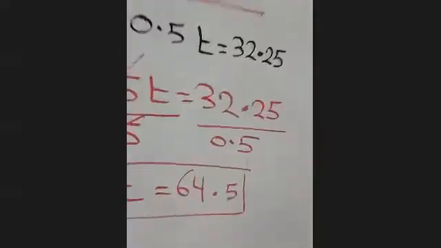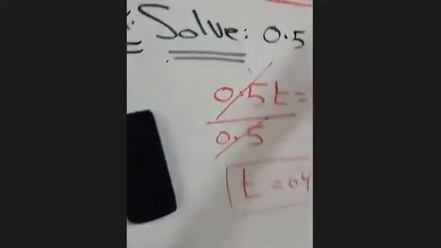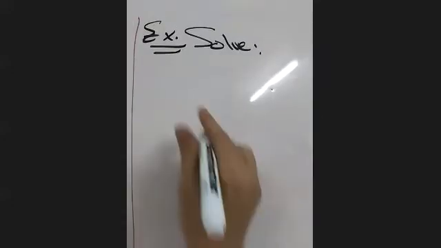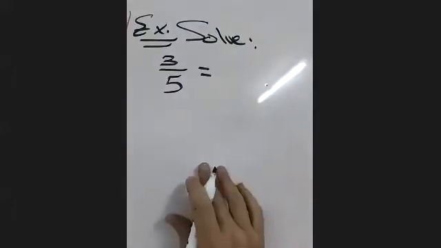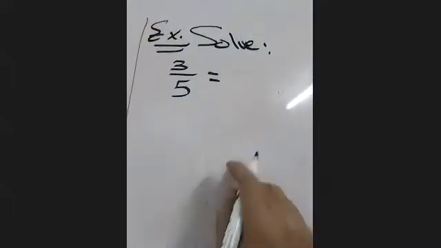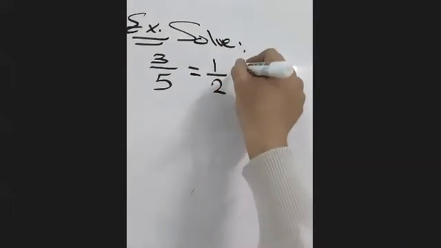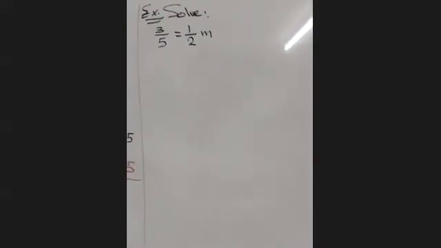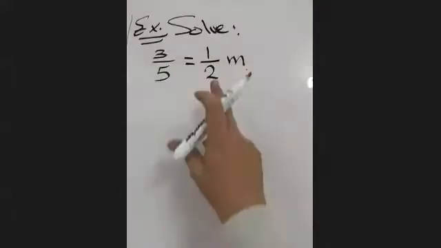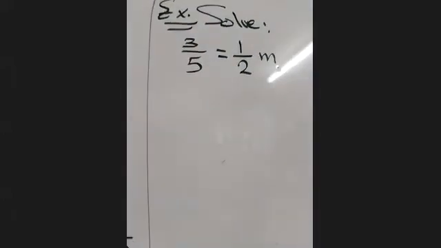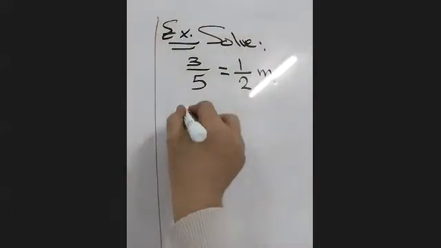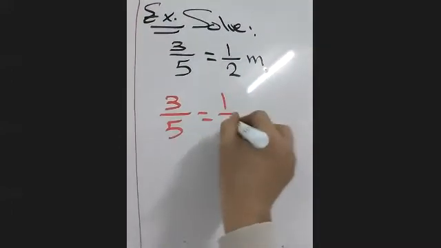I'll give you another example about fractions. Focus, guys, focus. Solve the following equation: 3 over 5 equals 1 over 2 m. Now, what do we have between 1 over 2 and m? We have nothing, which means it's multiplication. So I will rewrite the equation again: 3 over 5 equals 1 over 2 m.